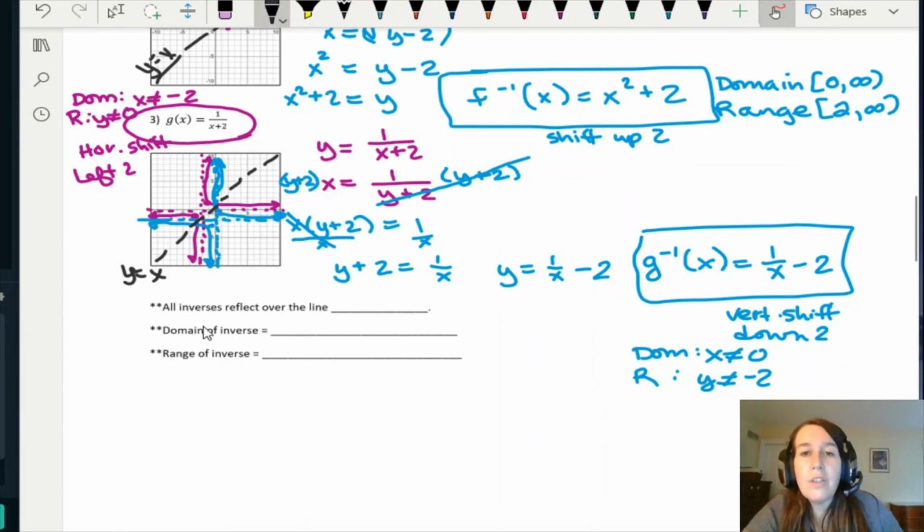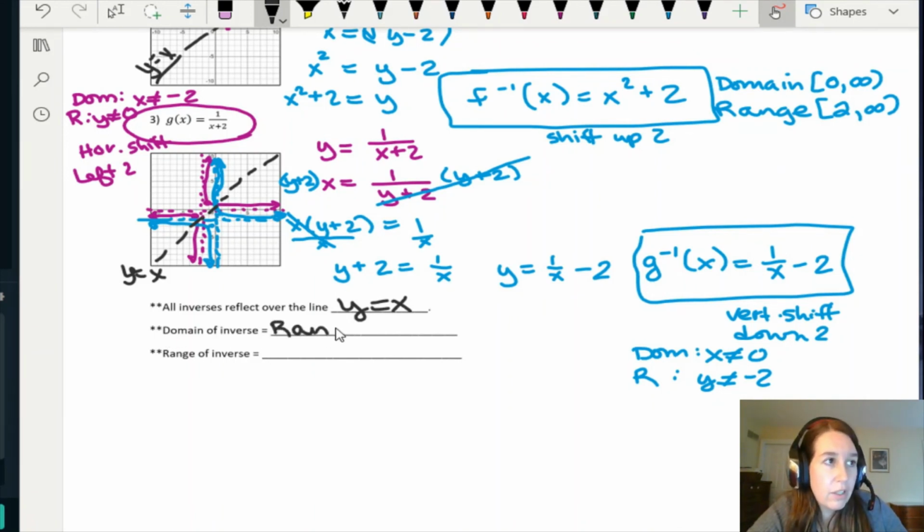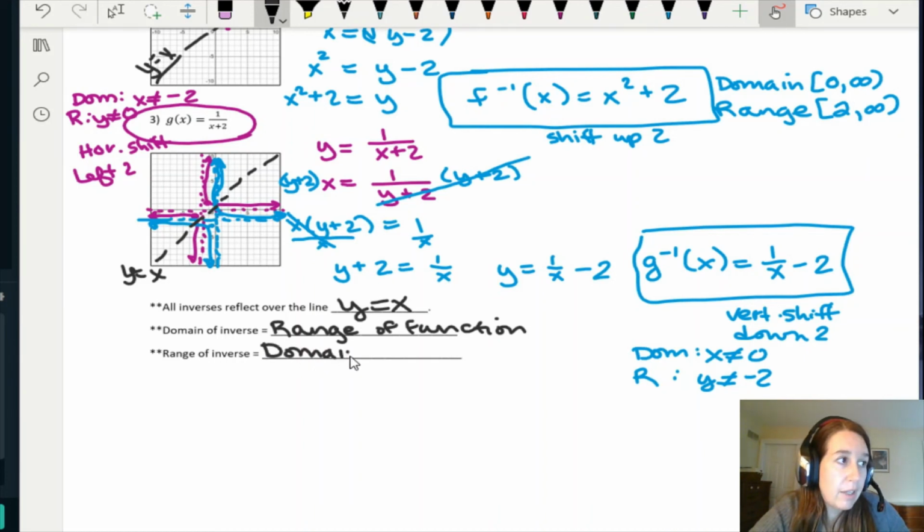So just a little summary: all inverses reflect over the line y equals x. We've seen that every time. The domain of the inverse is equal to the range of the original function. Okay, and the range of the inverse is equal to the domain of the original function.